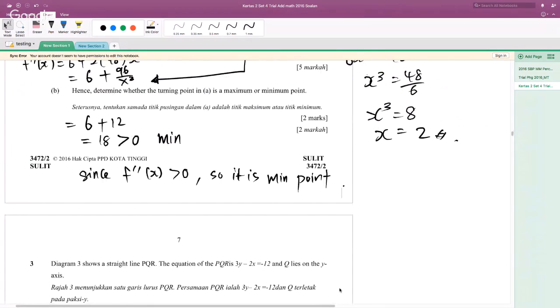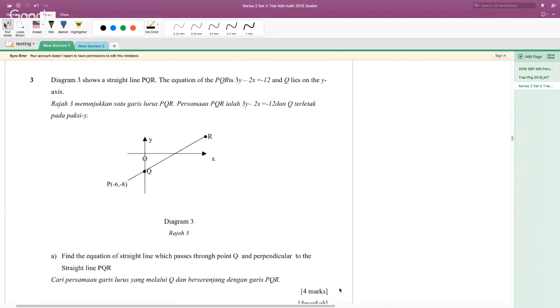Okay, let me move on to the next one. Number 3. The diagram shows the line PQR and the equation of PQR. So we have the equation for PQR, which is 3y minus 2x equals negative 12. Okay, so Q lies on the y-axis. Okay, at least we have some information. Lying on the y-axis means x equals 0.